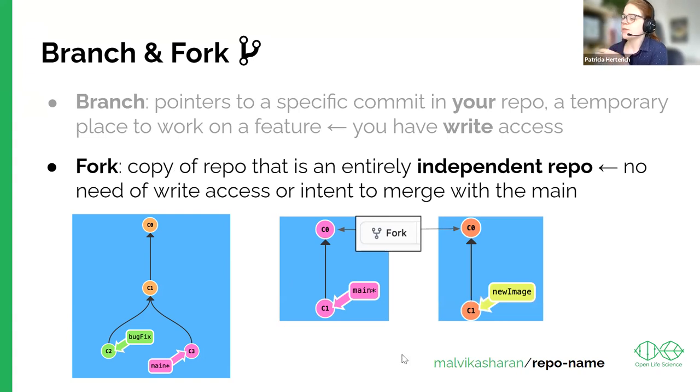A fork is basically, if someone creates a copy of your repository, that person doesn't have write access, or just wants to create a complete offshoot and doesn't necessarily intend to make changes that go back into your project, then they can create a fork. So a fork is just a copy of your repository at that point in time.